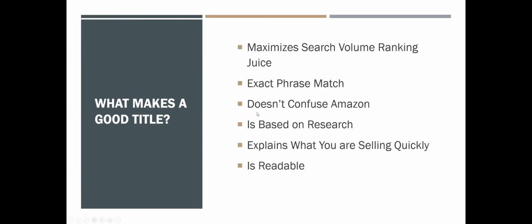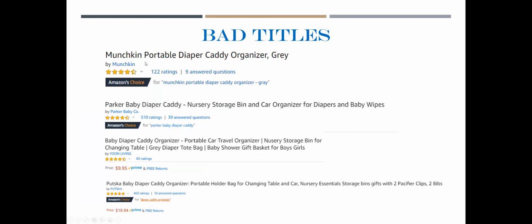Now, it's based on research. Again, we're showing you the keyword research that we do, how we optimize our listings and build it. And so we want to build our title and our listings based on that. The other part is that it explains what you're selling quickly. Now, a lot of these guys follow that. Like within 5 words, you guys should know what you're selling. Portable diaper caddy organizer, baby diaper caddy. These guys do that really well.